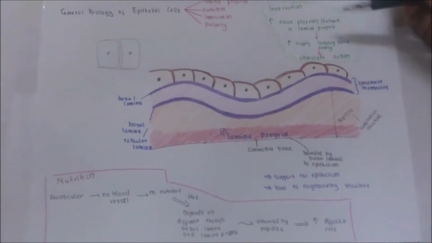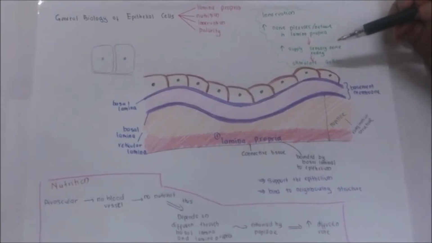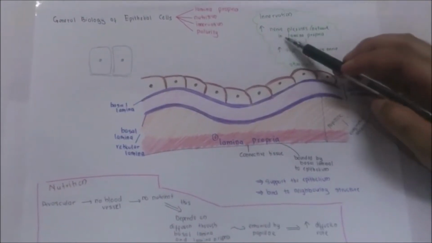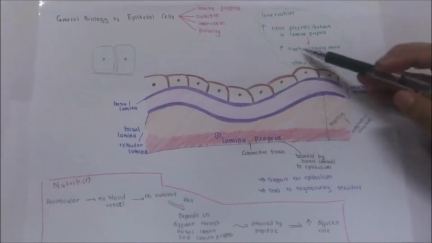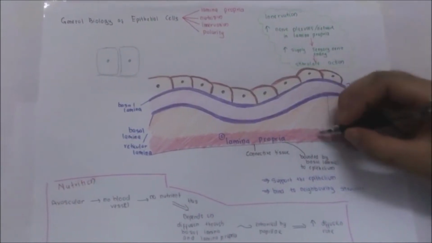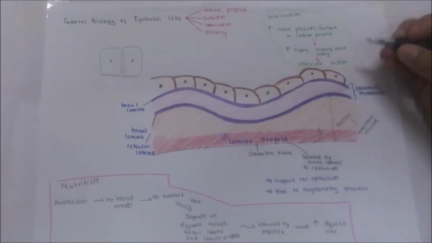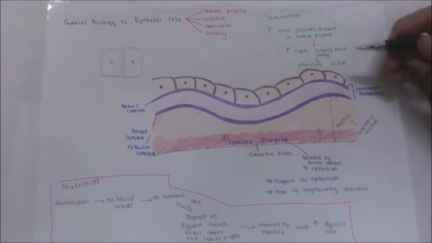Innervation is the supply of a part of the body with nerves. In epithelium, there is a rich nerve plexus, or network, in the lamina propria. It increases the supply of sensory nerve endings, and thus this will stimulate action in the epithelium.